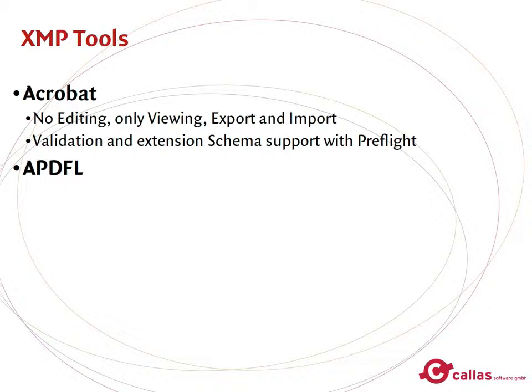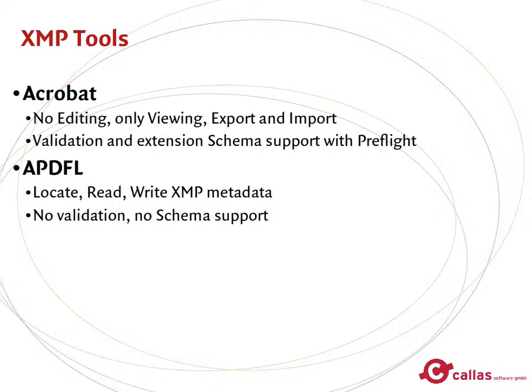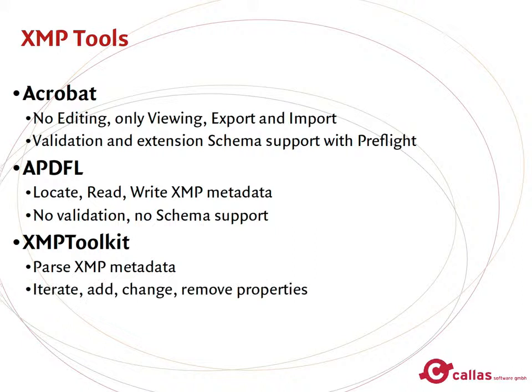As a developer, we have the PDF library. The PDF library itself can just locate, read, and write metadata, but it cannot validate, and it has no schema support. We have the XMP toolkit, so once we have the XMP metadata, we can use the toolkit to parse the metadata. We can iterate, add, change, delete properties, but again, no validation and no schema support. And I think tomorrow there will be a talk about validation. That would be really interesting to add this new technology to this list of tools.